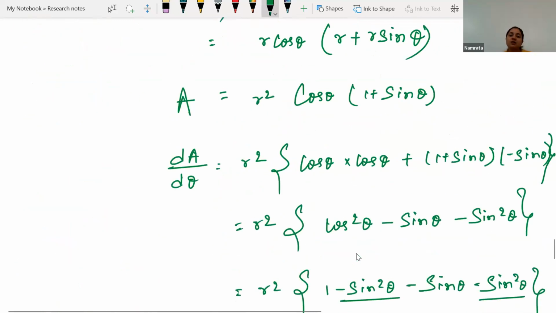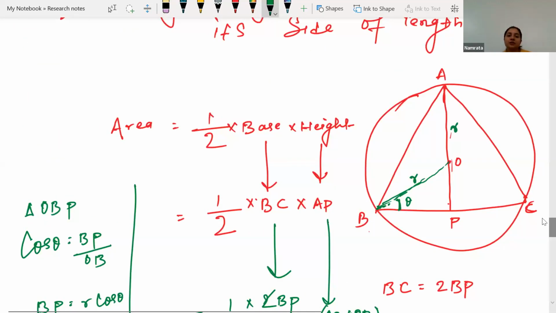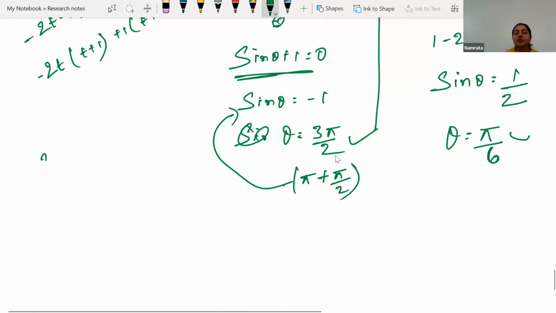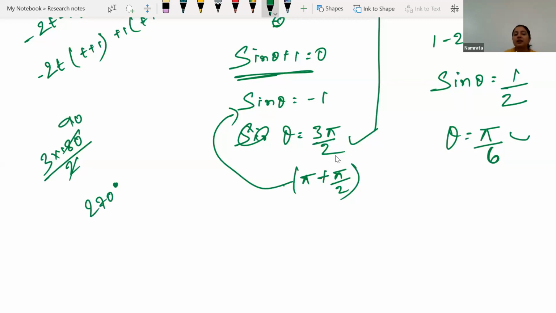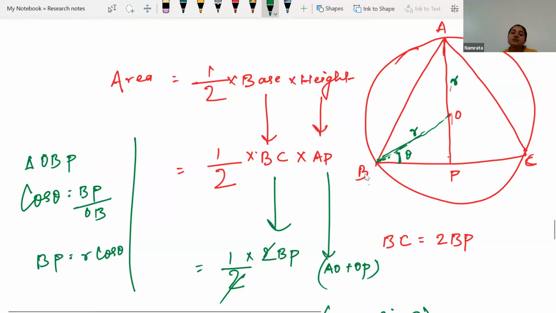What is theta? Theta is just an angle inside the triangle. So 3 pi by 2 means 270 degree. And we know inside a triangle the sum of all interior angles is 180 degree. So if we say this is 270 degree, this is completely incorrect. It is not at all possible. It can't be 270 degree.